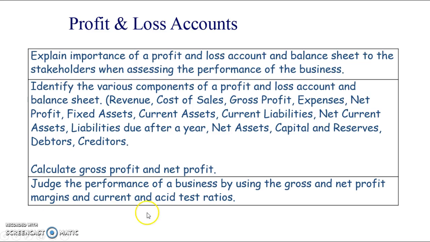There are lots of specification objectives here that you need to know about. I've broadened it out a little bit to give you more detail. One of the specification objectives says that you need to identify the components of a profit and loss account and balance sheet. We're not going to do balance sheets in this presentation, I'll do it in the next one. But here are some of the terms that you should know about: revenue, cost of sales, gross profit, expenses, net profit. We've got to calculate gross profit and net profit at least, and we've got to be able to use profitability ratios, gross profit margin and net profit margin, to interpret whether the business is performing well or not.